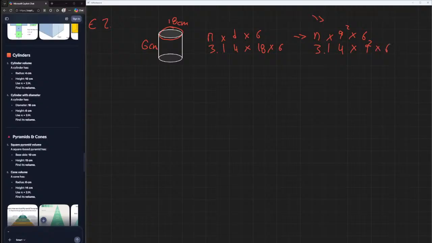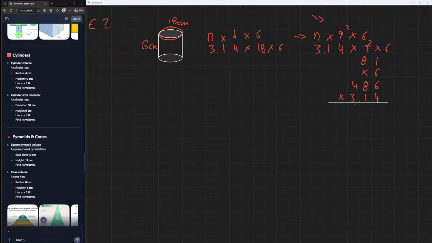So 9 times 9 is 81. If I do the 6 first, which is easier, 6 times 8 is 48, and then I can multiply it with 3.14.